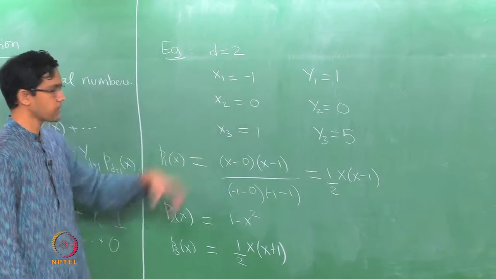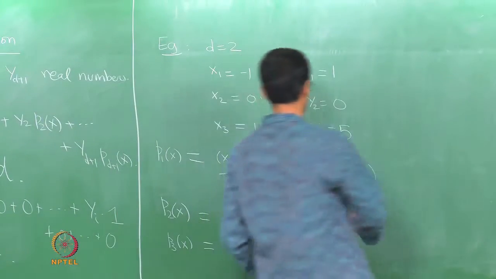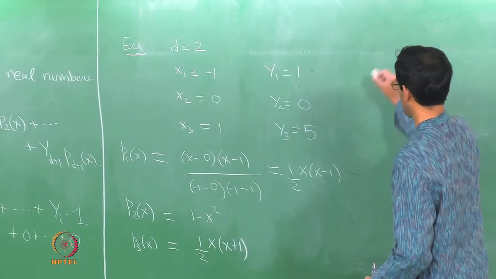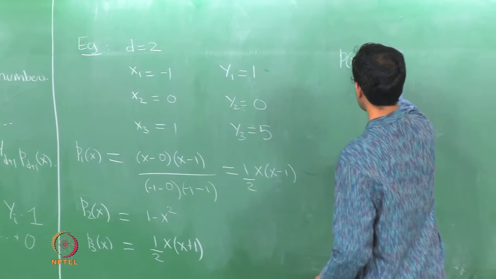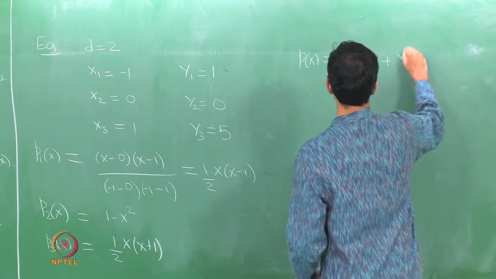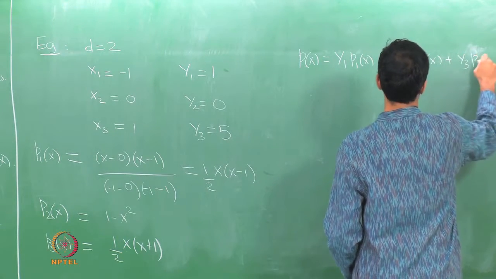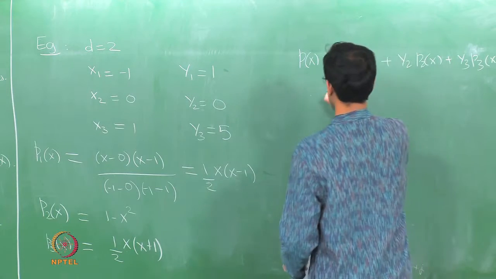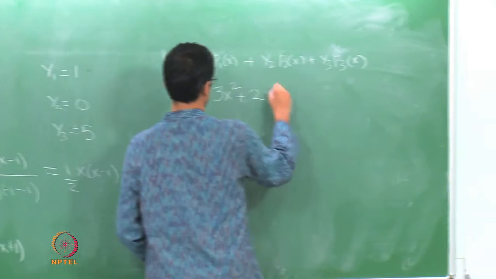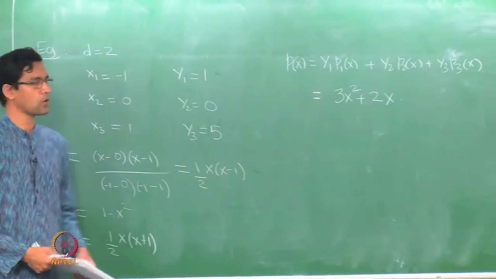The final step, the interpolating polynomial, which is the linear combination of these three, would just be obtained by multiplying the first answer by a 1, the second answer by a 0, and the third answer by a 5. So the interpolating polynomial p of x, remember, is nothing but y1 p1 plus y2 p2 plus y3 p3 of x. In this case, if you work this out, it turns out to be 3x squared plus 2x. I am just leaving out the details, something you should certainly work out by yourself.